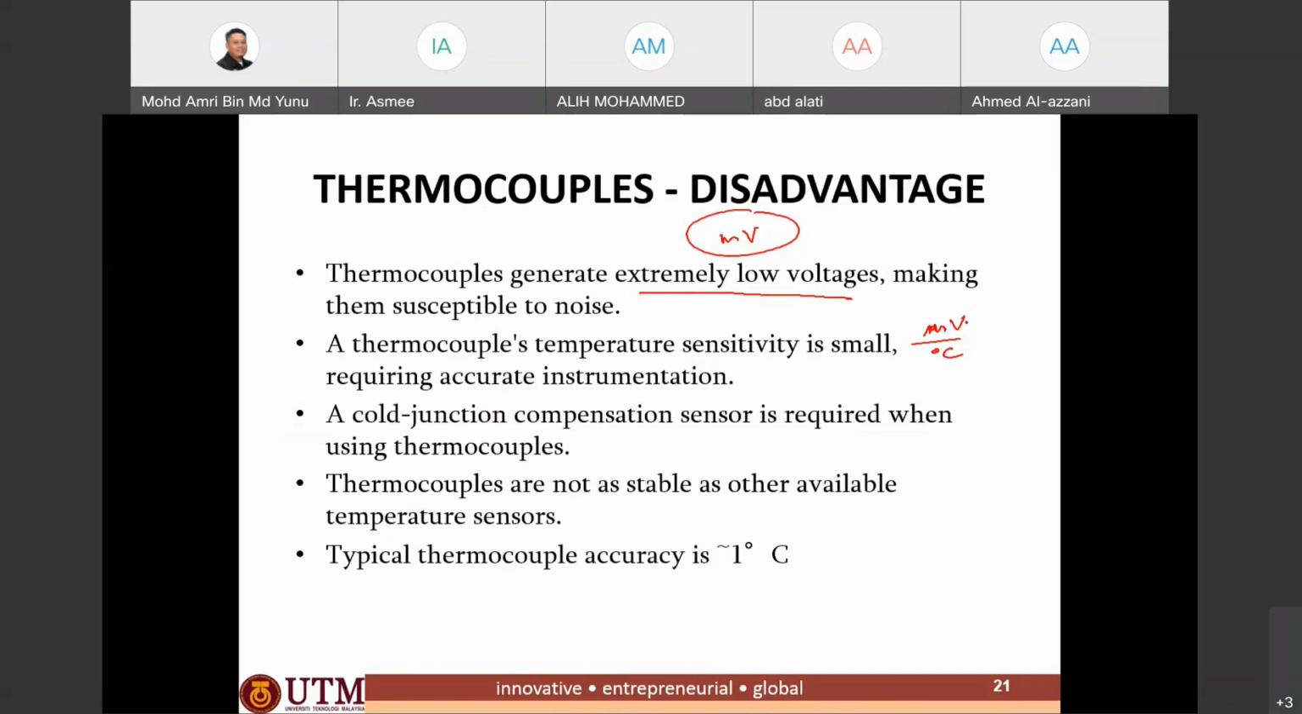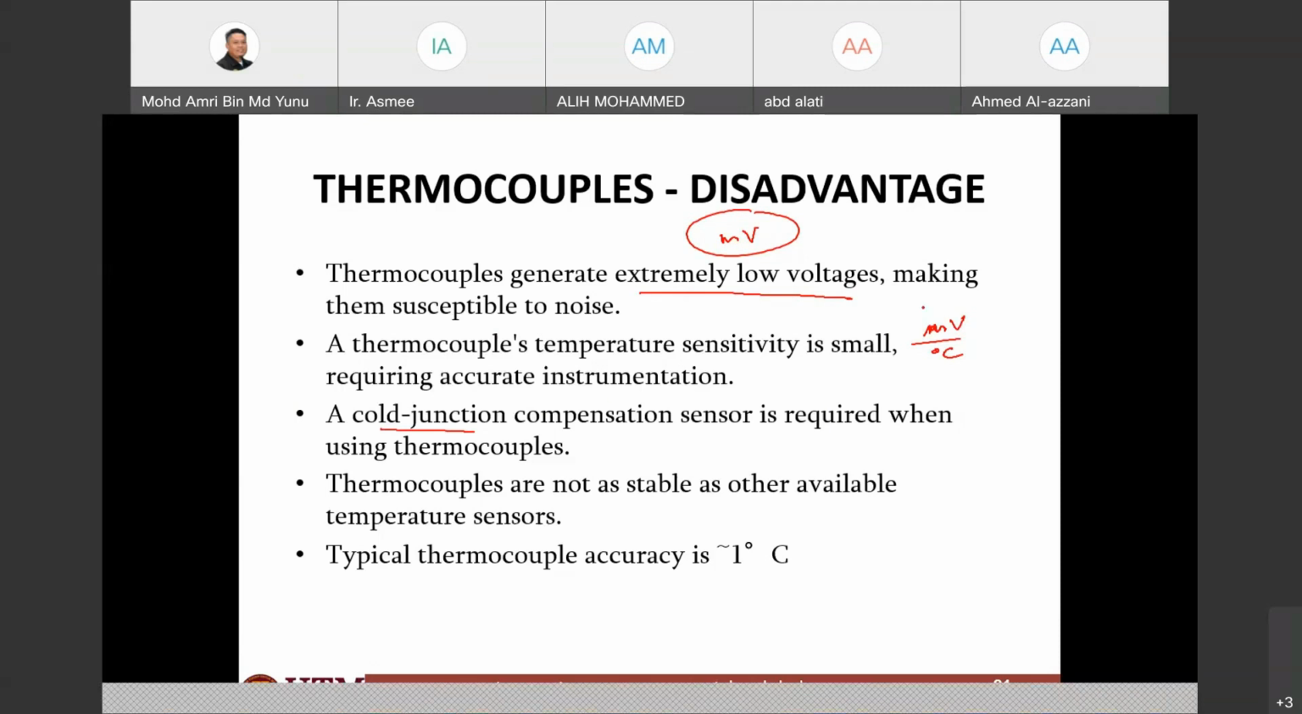So we need to use amplification, or we need to use an instrumentation amplifier to make an accurate instrument. And then it requires a cold junction compensation, like explained in the last slide, where we need to keep the reference temperature at a constant level.